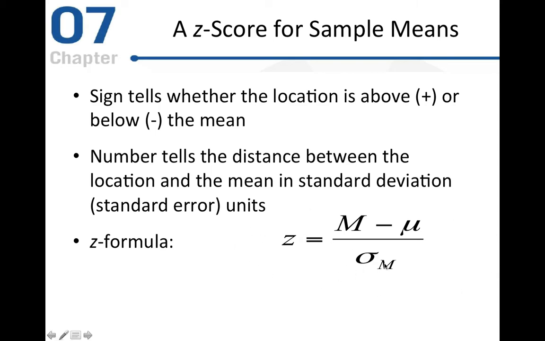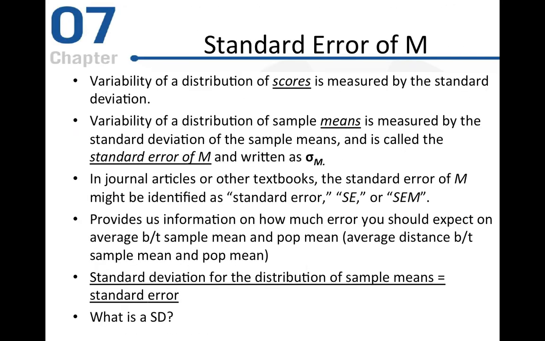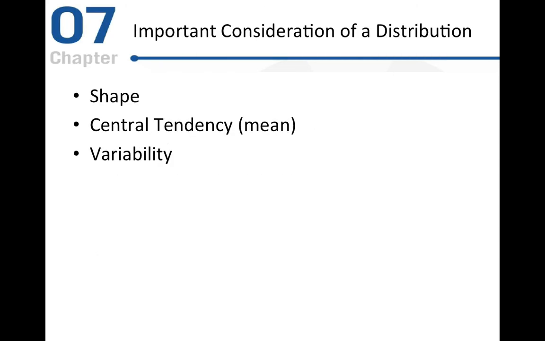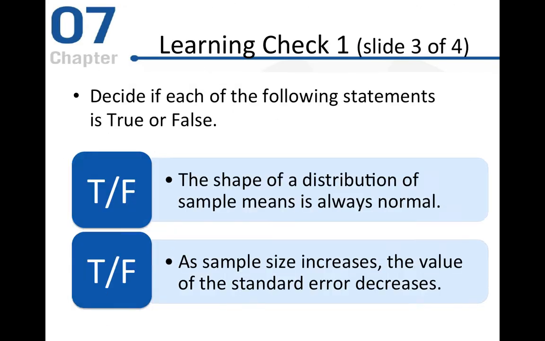So what is the z-score formula when we're working with sample means? We have the sample mean minus the population mean, divided by the standard error. This is the standard error: the standard deviation of the population divided by the square root of n, the square root of your sample size.